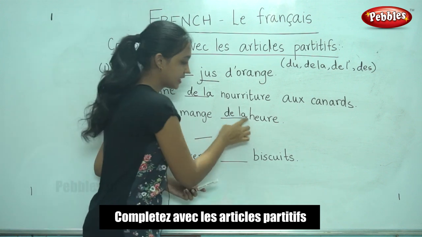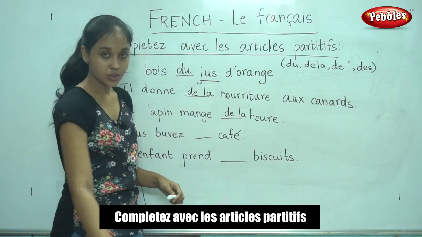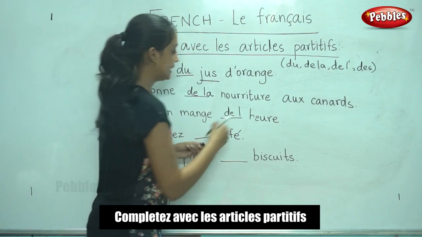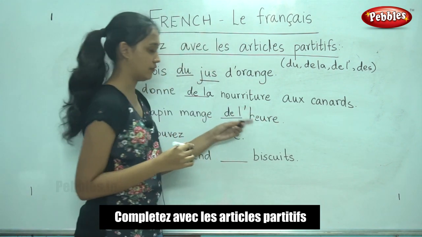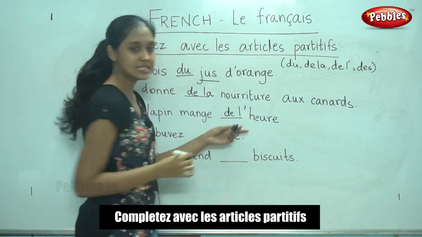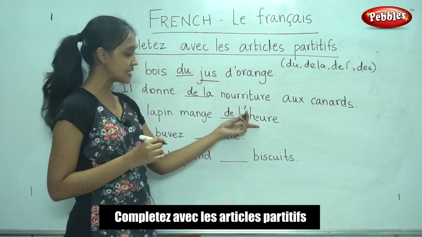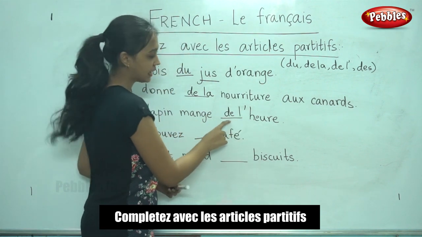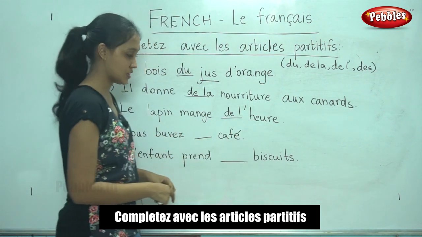However, here there is a H muet. So what would we do? We would write de l'. So did you understand? I hope you are not confused with this. It's very simple. Since there is a H muet, we write de l'.